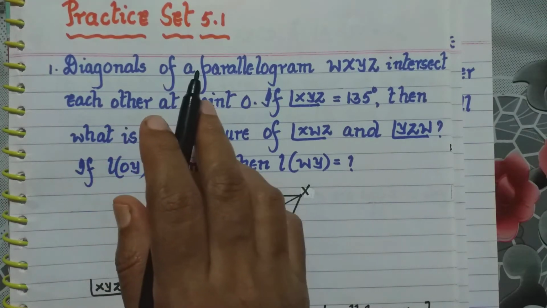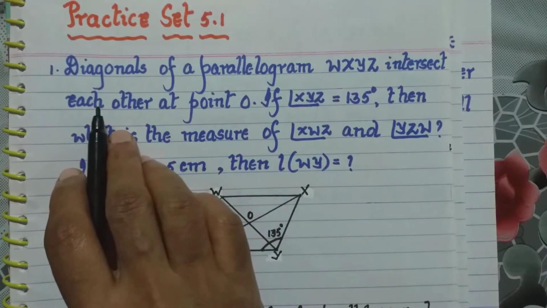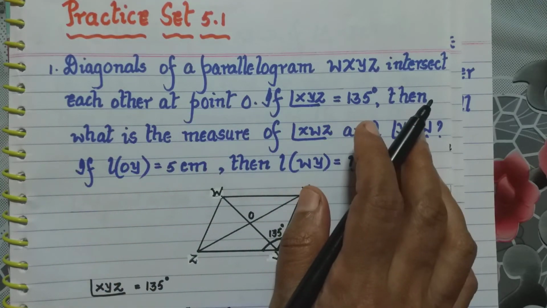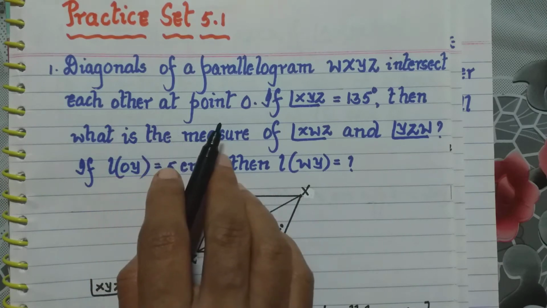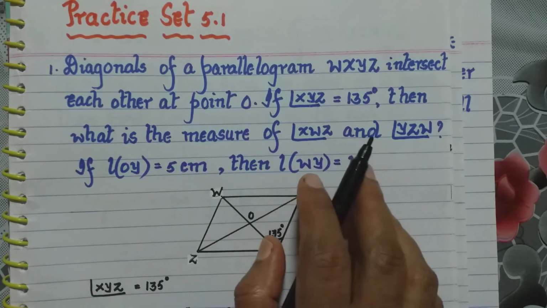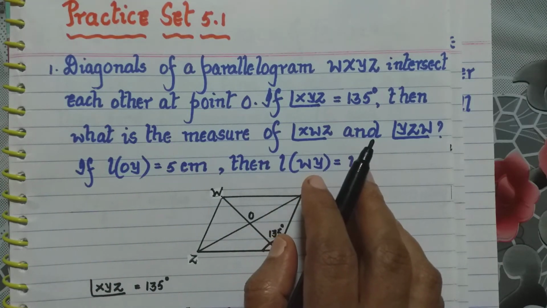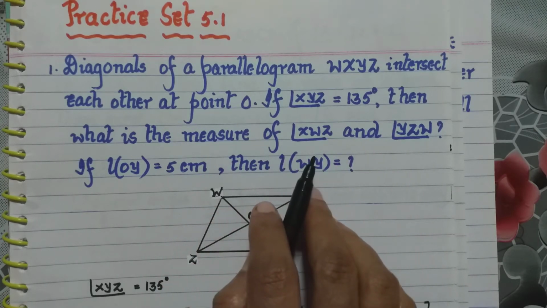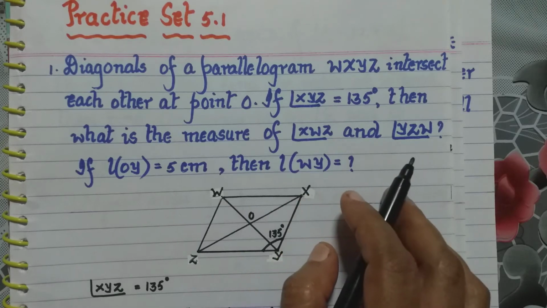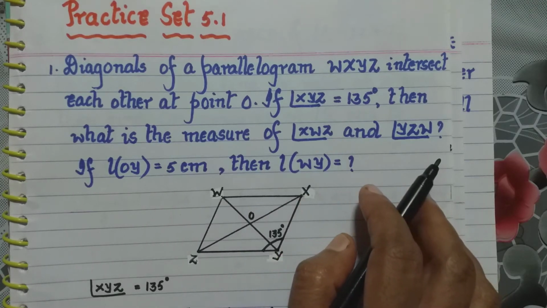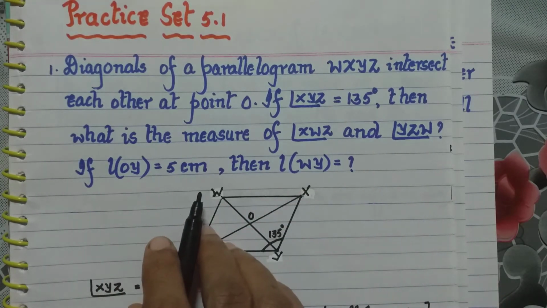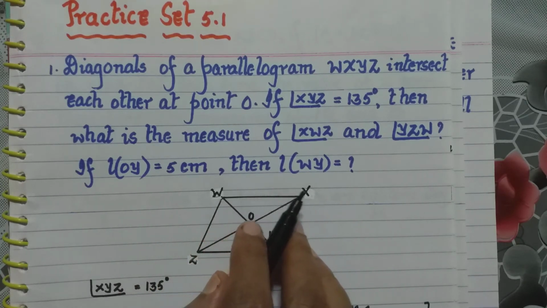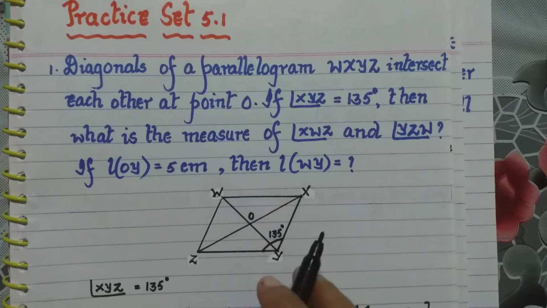We go to practice set 5.1, question 1. Diagonals of a parallelogram WXYZ intersect each other at point O. If angle XYZ equals 135 degrees, then what is the measure of angle XWZ and angle YZW? If length of OY is 5 centimeter, then length of WY equals how much?